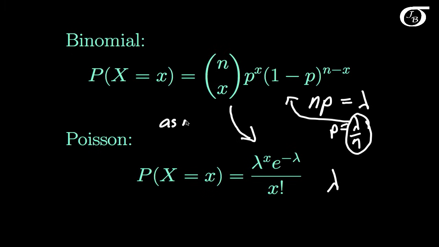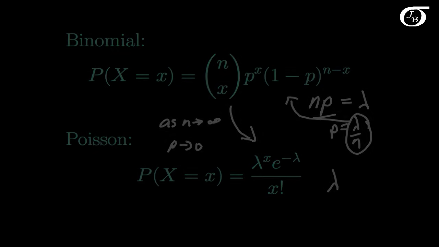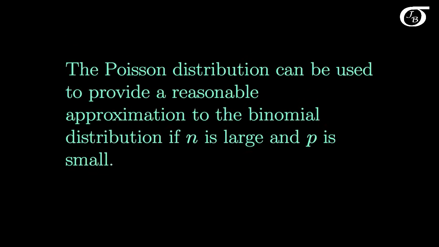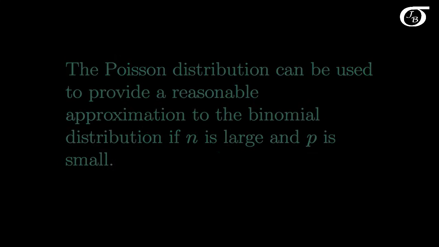So as n goes off to infinity, and p goes to 0, because lambda equals n times p is a constant, the binomial tends toward the Poisson. Now it's not obvious, but I do have a mathematical proof of that in another video. An implication of this is that the Poisson distribution can be used to provide a reasonable approximation to the binomial distribution if n is large and p is small.